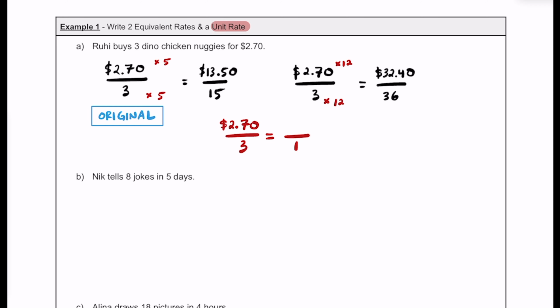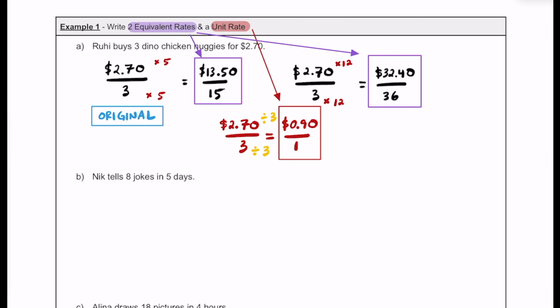So how do we get it per 1 chicken nugget? Well, we're going to go ahead and divide whatever the denominator is, right? So we can get 1 on the bottom. Whatever we do to the bottom, we're going to do to the top. So if you take 270 divided by 3, that's essentially like 27 divided by 3. So that's going to be 90 cents here. So if we have $2.70 for 3 chicken nuggies, then it would be 90 cents for 1 chicken nugget. So in terms of the unit rate, that would be this right here. It would be 90 cents for one of these chicken nuggets. So this right here would be the unit rate. And these would be two examples of equivalent rates.